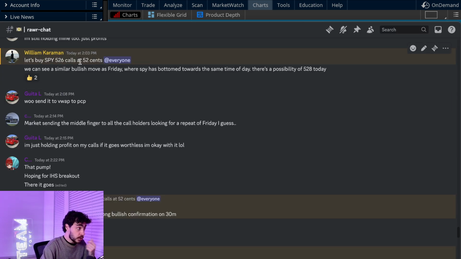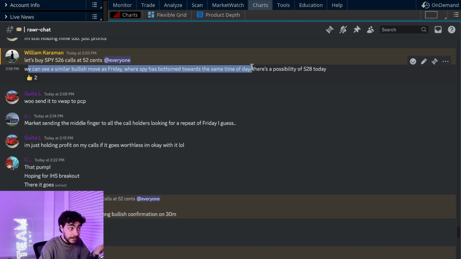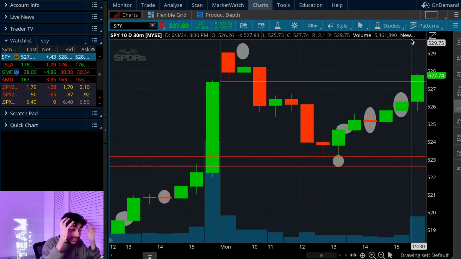So at 2 p.m., I bought these 526 SPY calls at 52 cents. They ended up closing at 200 a contract. And this is what I said at 2:08 p.m.: We can see a similar bullish move on Friday where the SPY has bottomed towards the same time of day. There's a possibility of 528. That's literally where the SPY closed. You see, everything I'm explaining to you in these videos is what I'm seeing in the market in real time.